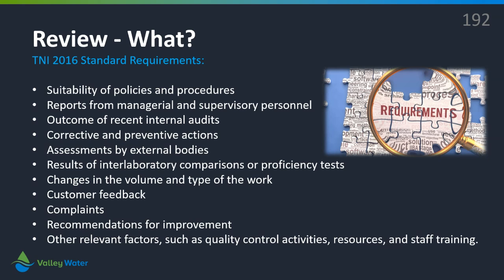As an example, audit findings often reveal gaps that require corrective actions. Corrective actions may signal broader trends in training, documentation, or resource allocations. PT results reflect the effectiveness of methods and analyst competence, which can reveal the effectiveness of training and standard operating procedures. When these requirements are examined collectively, they form a comprehensive view of how the lab is performing.